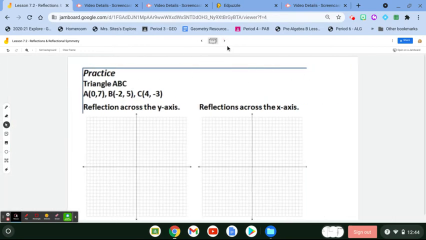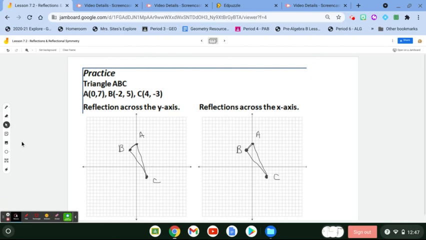Let's see if you guys can practice these ones right now. We're going to do a triangle at points 0, 7, -2, 5, 4, -3. And let's do a reflection across the y-axis first on the first graph. Then I want you to plot the same triangle and do a reflection across the x-axis, okay? I do want you to graph the original triangle on both of those so that you can see what those look like. So let's graph our original triangles first, and then we're going to take a look at the coordinates for the reflections on each.